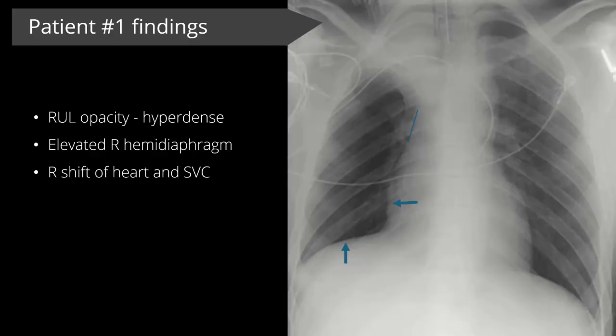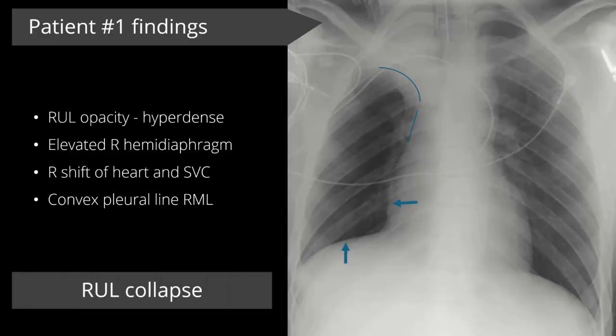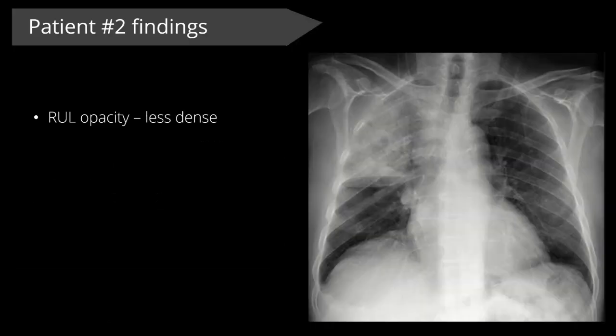We can see this nice curve of a pleural line. This is the right middle lobe filling upward into the right upper lobe space. So the diagnosis of this patient is right upper lobe collapse. This is atelectasis on a large scale, where atelectasis is collapse of lung tissue, but in this case, it is an entire lobe.